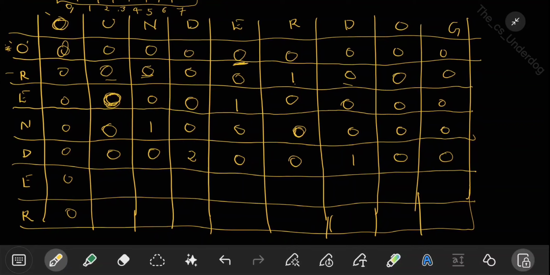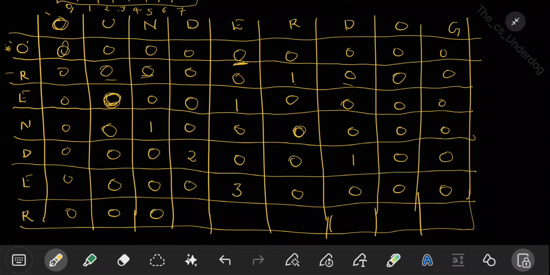E and U are not matching. E and N are not matching. E and D are also not matching. What about E and E? They are matching. So you should see the diagonally above element. To that value 2, you should add 1. So it will be 2 plus 1, 3 here. E and R not matching. E and D not matching. The same reason, all these are zeros. What about the last row? In the last row, R is on one side. R and U not matching.